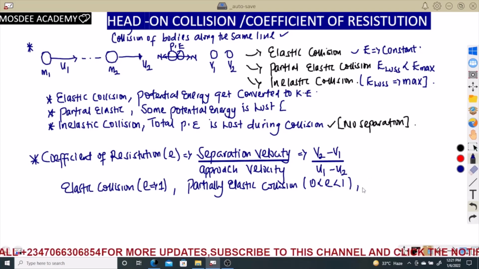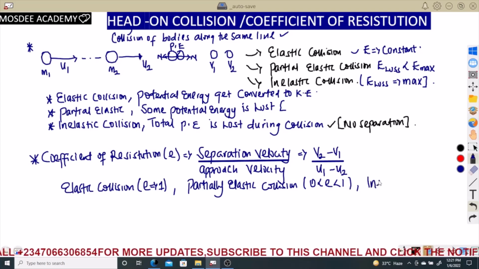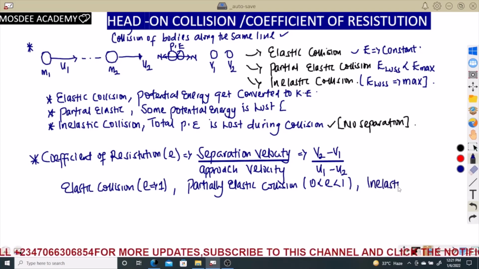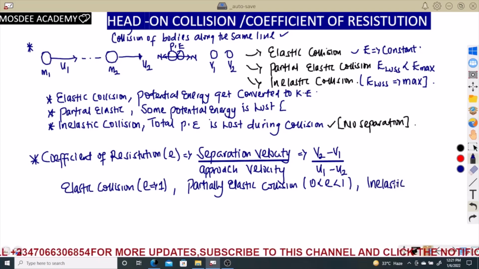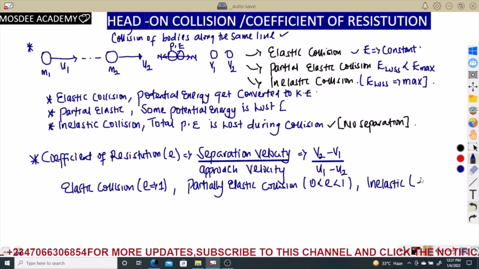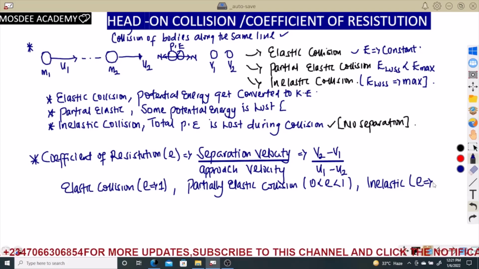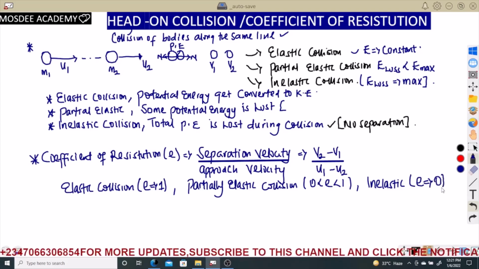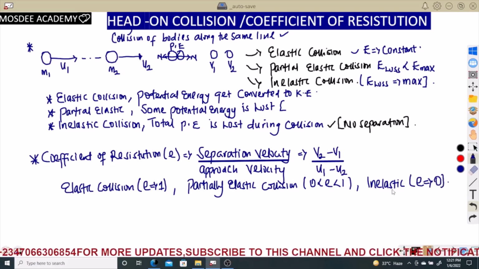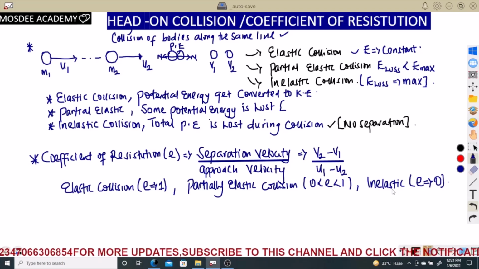And for the last case, which we call inelastic, a situation whereby all potential energy is lost during collision, we say the coefficient of restitution is equal to 0. Because all potential energy has been lost, that means there is no potential energy in the body. There is no restitution. So separation velocity over approach velocity is called coefficient of restitution.